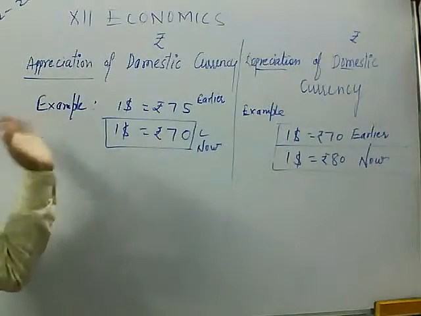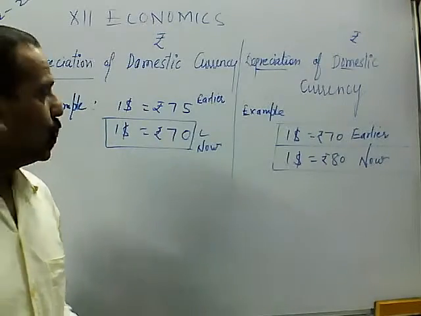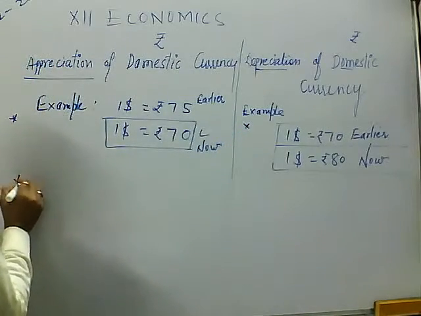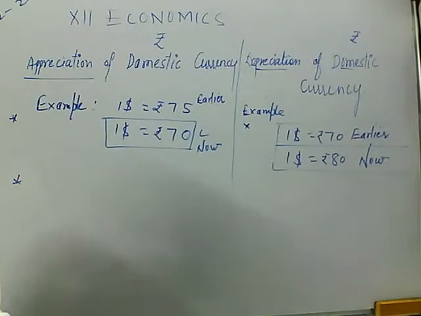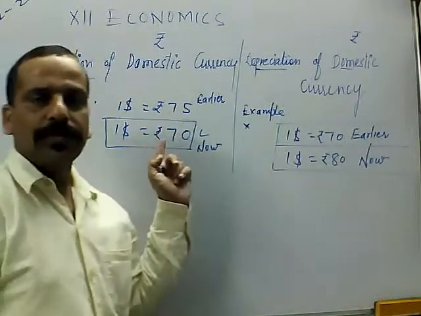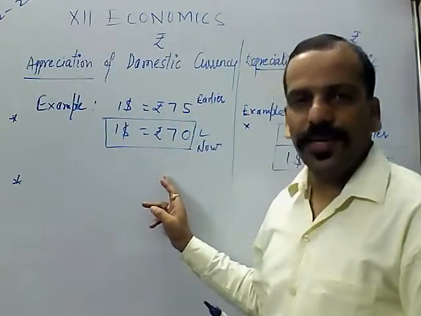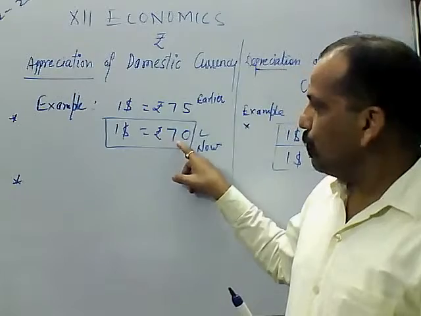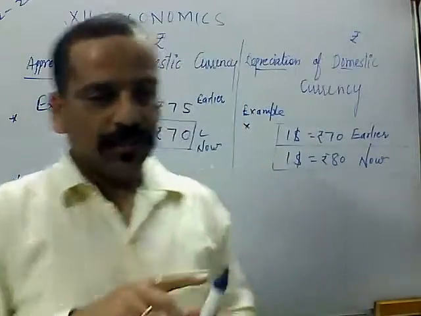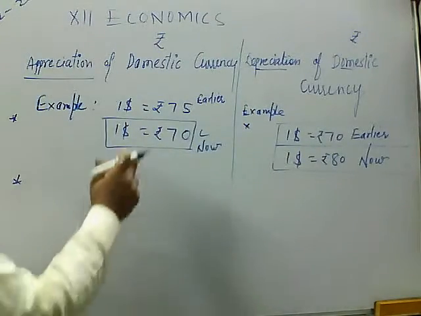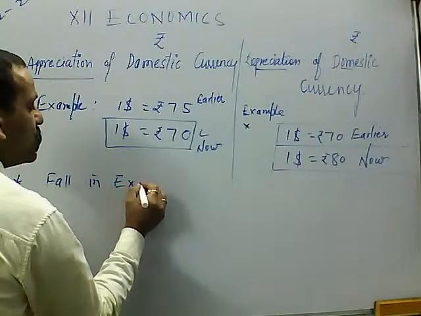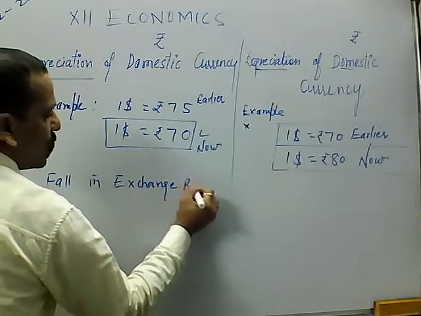So first I have given the example. Point number 1 is over, that is related to the example. Second, in this case, fewer rupees are needed to buy. See the exchange rate, from there you can make the second point. Do you need more Indian rupees to buy 1 unit of dollar or fewer? Obviously, fewer. So there is a fall in the exchange rate.